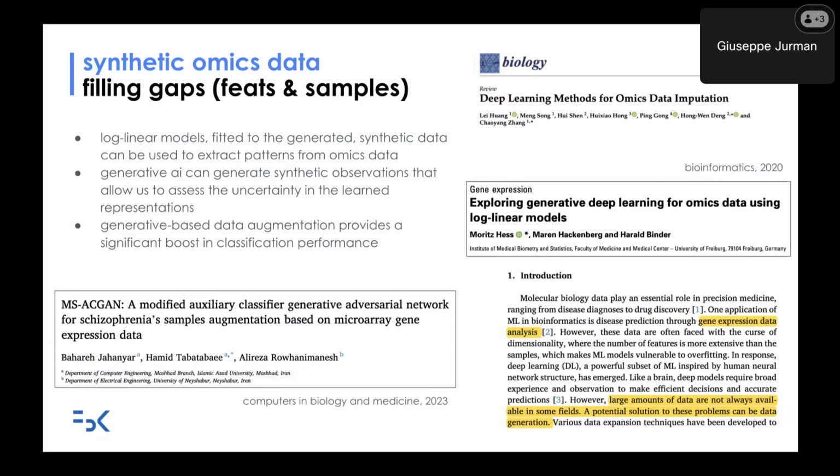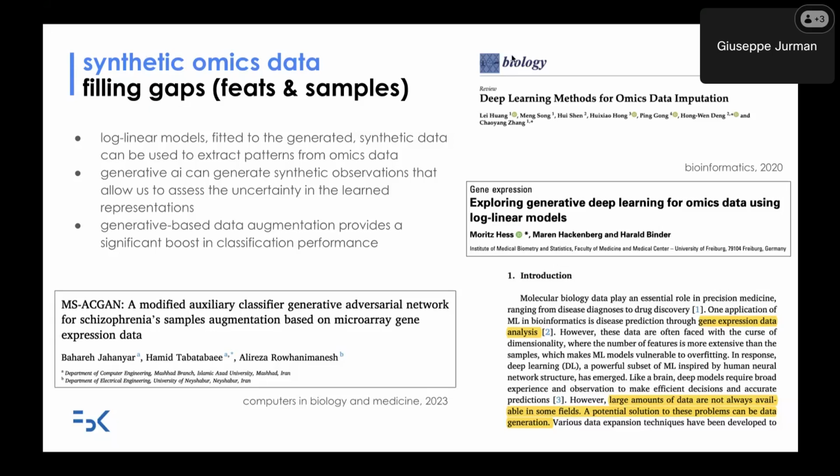What are the main topics that we need to deal with when starting to develop models, developing new algorithms for generating data? A very common trend in the last 5 years, let's say, are log linear models, okay, that when fitting to the generating data can be used to extract patterns for omics data. This is a whole thread of constructing omics data starting from real ones.